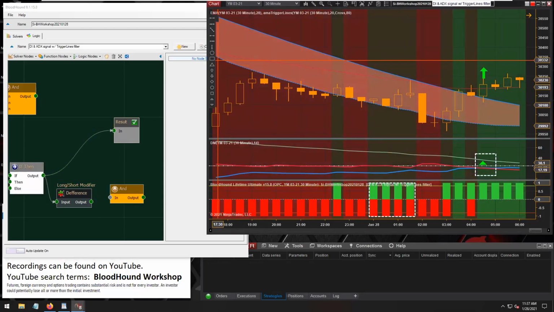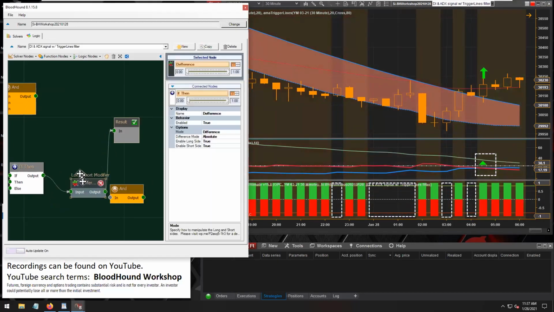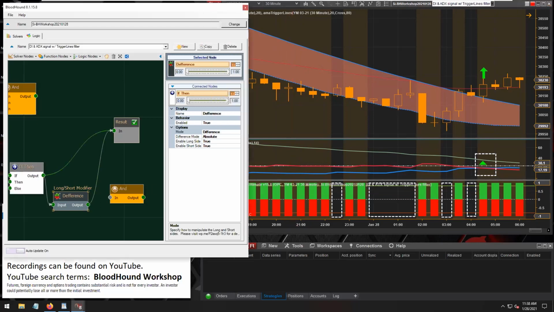Let's get this marked up. So we can see the couple of bars that have both a long and short output. And let's get a couple more of these marked here. Yeah, let's get them all marked. So with our long short modifier, we removed those bars that had a long and short, but again, we're left with long and short.